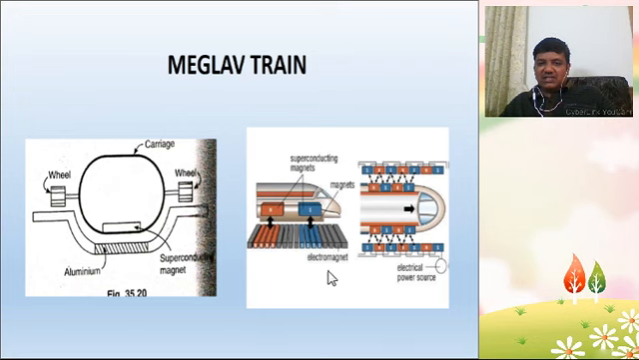This image shows that you have a pull and push. We have a north pole and a south pole. North and north will repel, and north and south will attract. In that way the train is made to accelerate, and we can achieve 500 kilometers per hour. So this is one important thing that we have to understand.